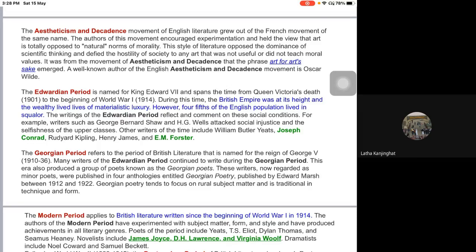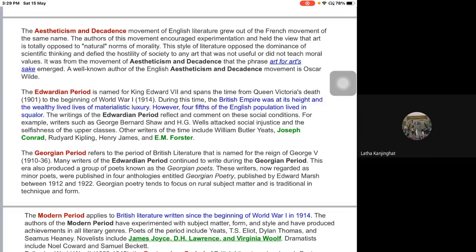So art doesn't have anything to do with natural norms of morality. Art doesn't have to stick to any norms or rules of morality. That's what they believe. The style of literature opposed the dominance of scientific thinking and defied the hostility of society to any art that was not useful or did not teach moral values. So this was a time when art was expected to teach something, moral values were part of what was expected as an outcome of a work of art.